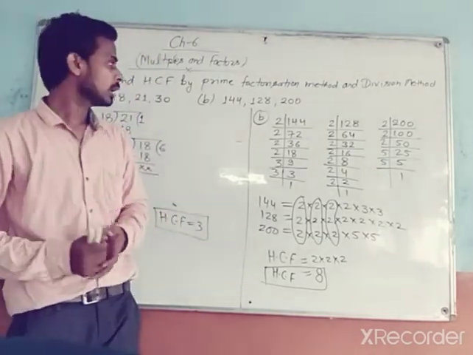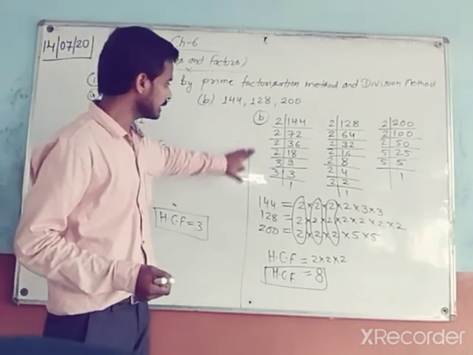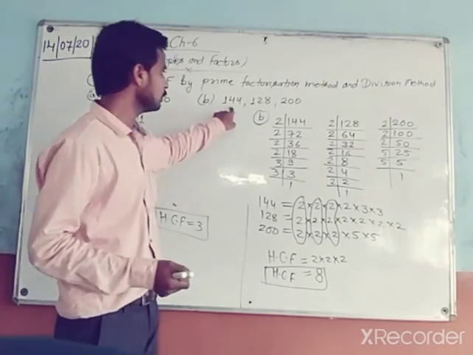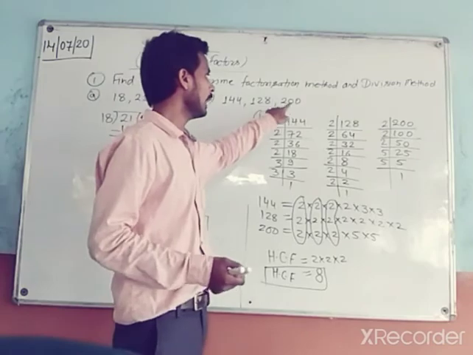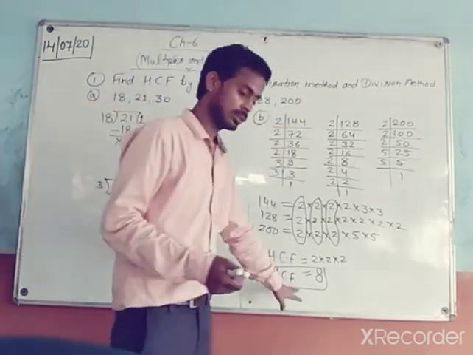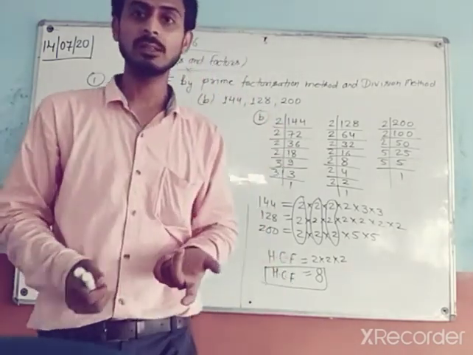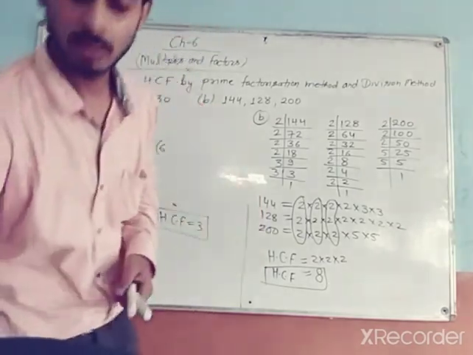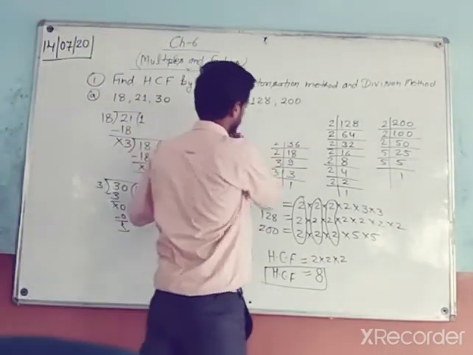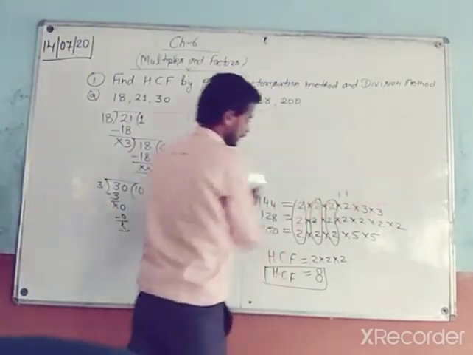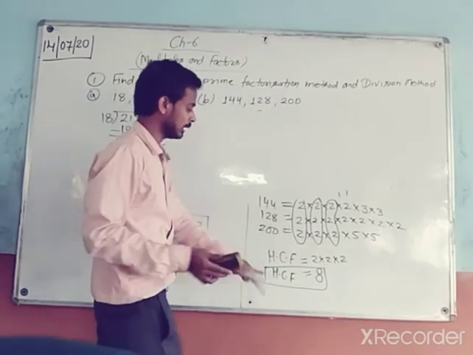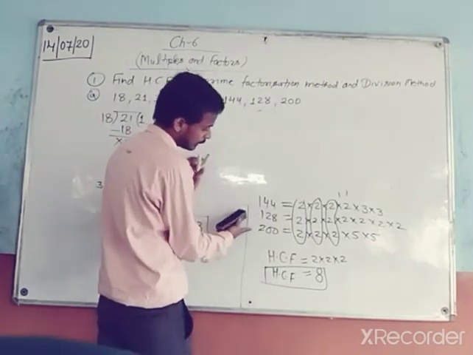Okay, now see, in this question the SCF of 144 and 128 and 200 is 8. Now I am going to solve by division method. Okay, see the solution by division method. Remember this, SCF is 8, okay, of 144, 128, 200.